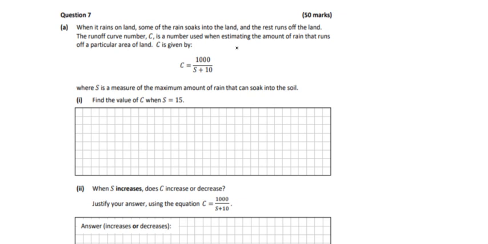Hiya folks, this is question 7. So, when it rains on land, some of the rain soaks into the land, the rest runs off the land.